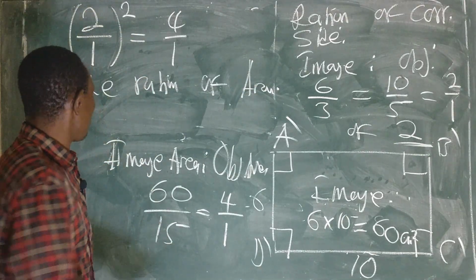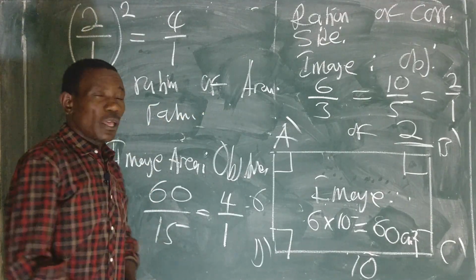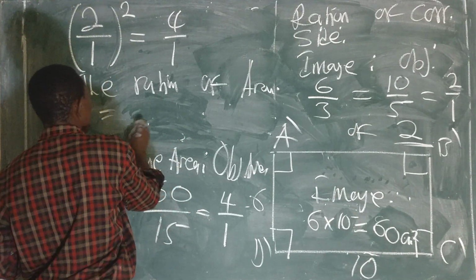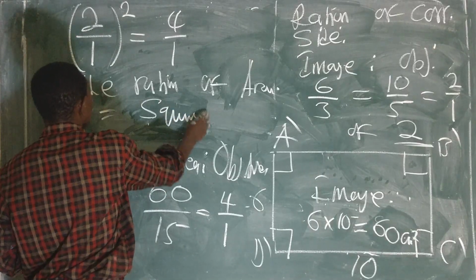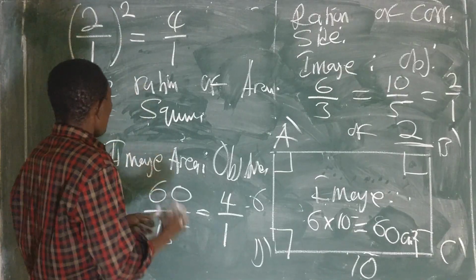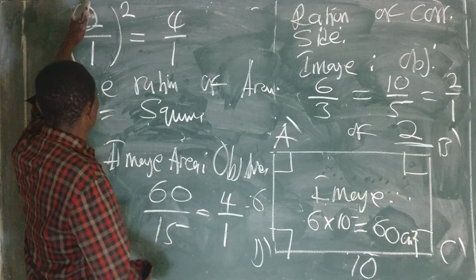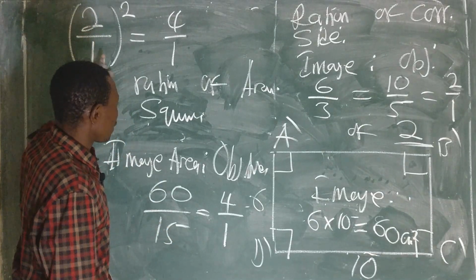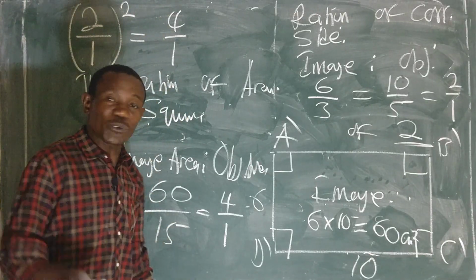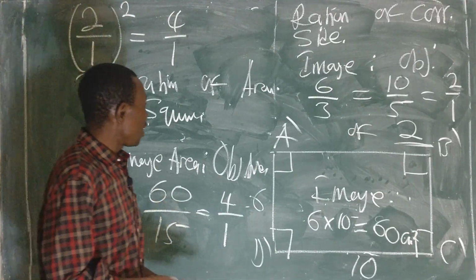of similar figures is equal to the square of the ratios of the what? Corresponding sides. That's what we have here. Right. So this is something that you always need to know, and it is the target that we have in this topic.